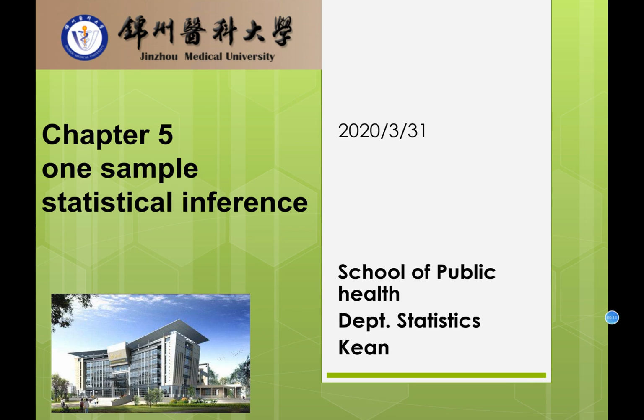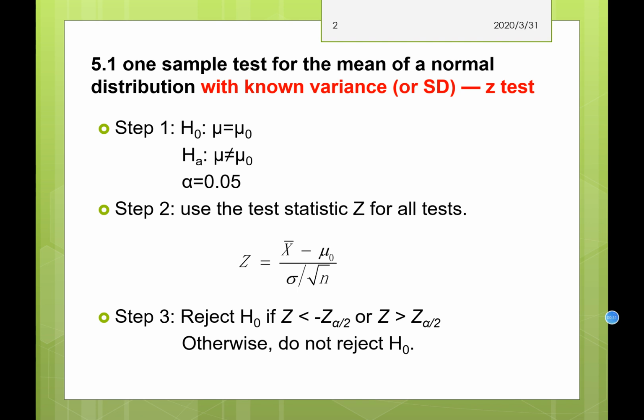Last class, we finished at chapter 5, one sample statistical inference. And this class, we will finish chapter 5. At first, let's review what we have learned last week.